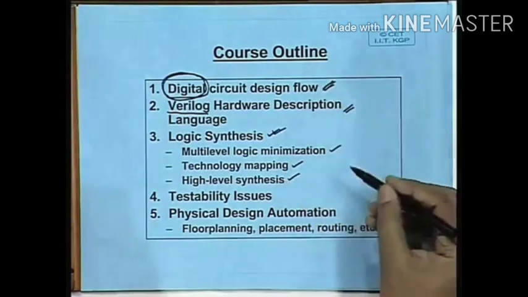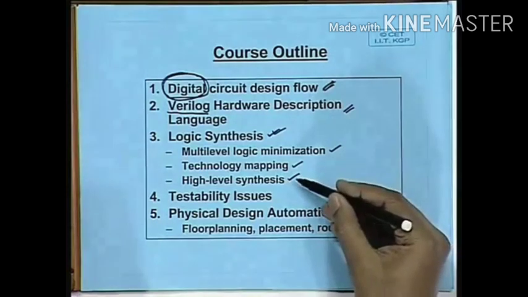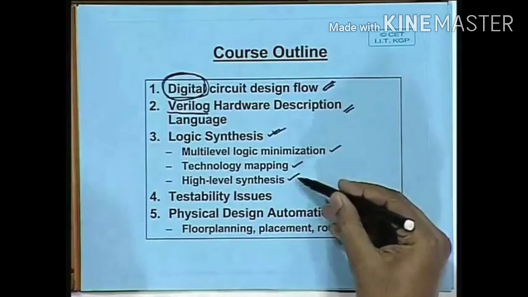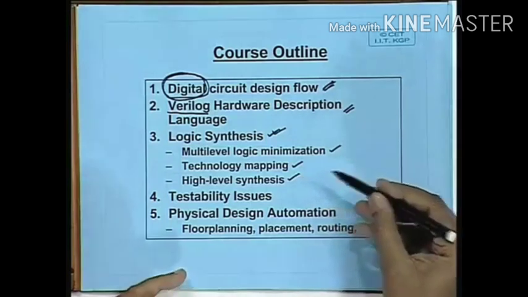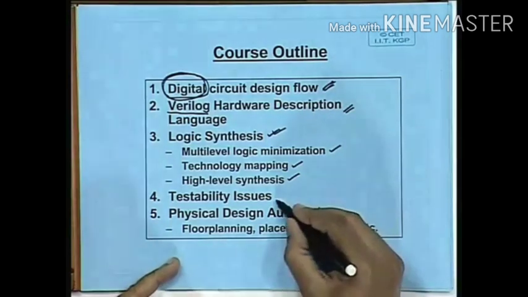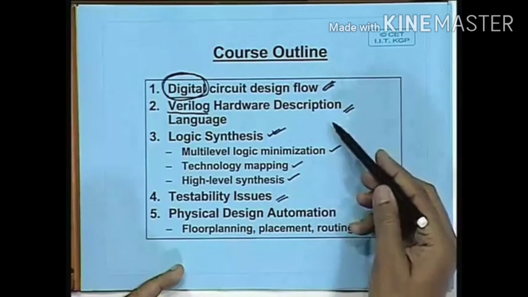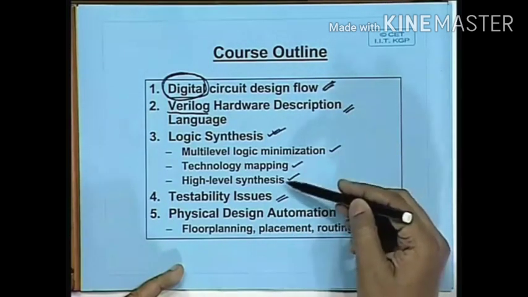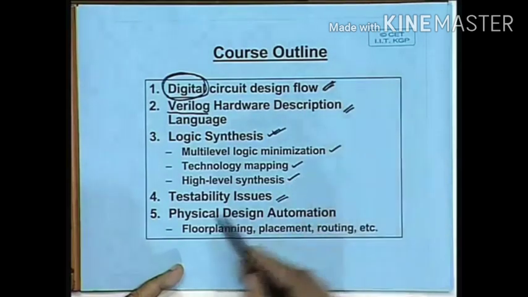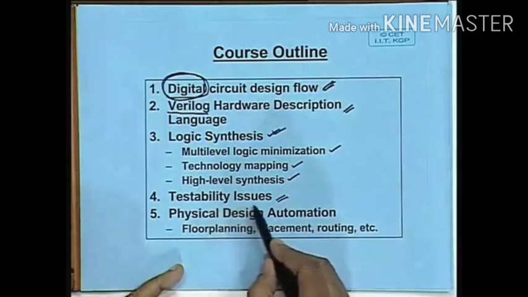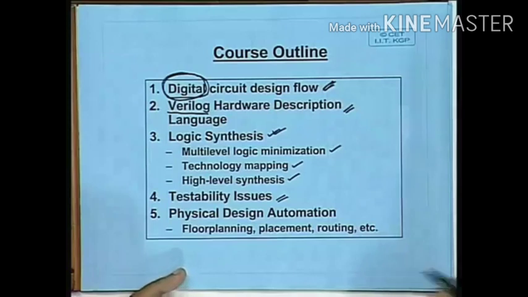Well, in high-level synthesis, we are trying to arrive at a design, a register transfer level design starting from a behavioral specification. Then of course, we will be talking about a very important issue, that once we have designed the circuit up to a particular level, how do we test it? So, some issues related to testability.